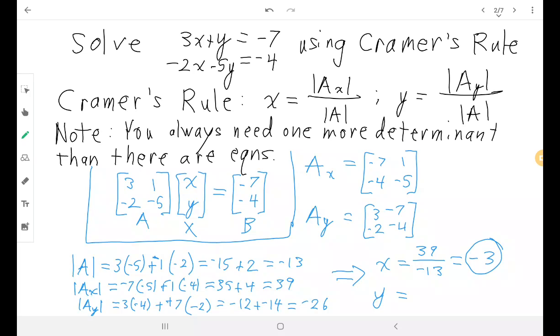And then y is right here, the determinant of A sub y over the determinant of A. And so that is -26 over -13. Negative divided by a negative is a positive. 26 divided by 13 is 2. So x is -3, y is 2. And if you wanted to write it as a point, that is where these two lines intersect on the graph, you would write it as the point -3, 2. So there we have that.